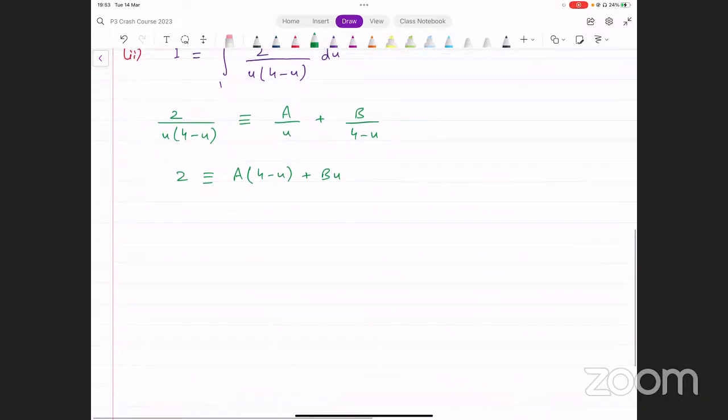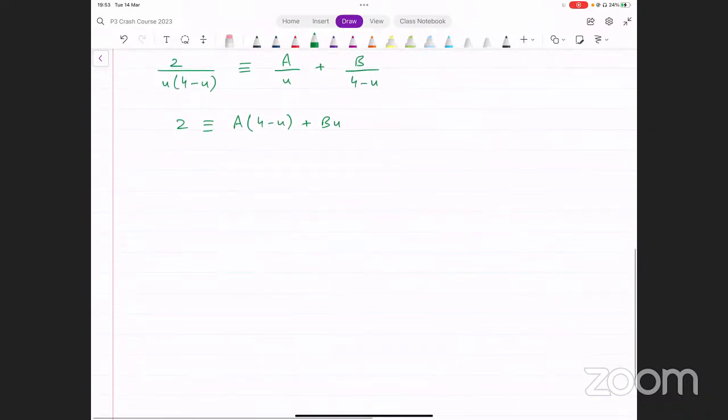Okay, now you input some specific values of u here. You could input, for instance, in order to make this 0, let's input u equal to 4. Let's start with that. If you input u equals 4, that gives you 2 equal to 0, because the first term is going to become 0, plus b times 4. And that gives you the value of b, which is going to be 1 over 2.